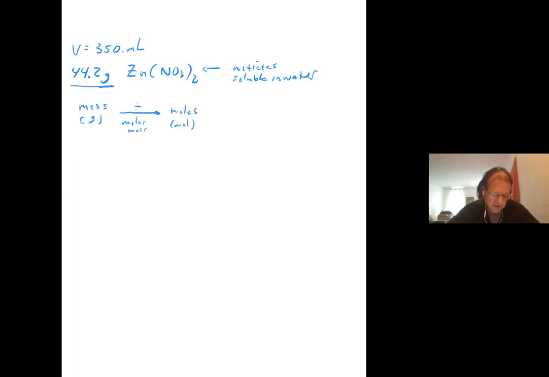Right? I'll put the abbreviation mol, and that's what you want. And then, of course, the volume, we want that to be in liters. Okay. So zinc nitrate, what is zinc?